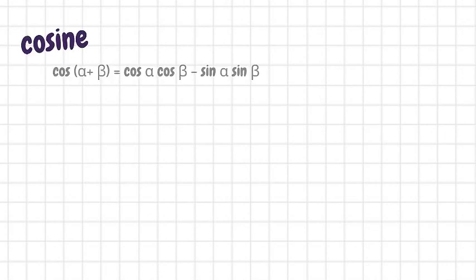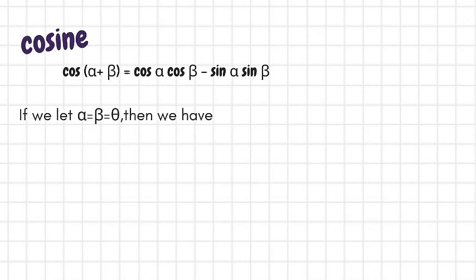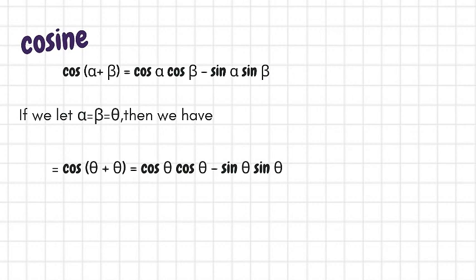And let's proceed to cosine. For cosine, same process as for sine. We let alpha is equal to theta and beta is equal to theta. Then we have cosine of theta plus theta is equal to cosine theta times cosine theta minus sine theta times sine theta. Then we get cosine 2 theta is equal to cosine squared theta minus sine squared theta.